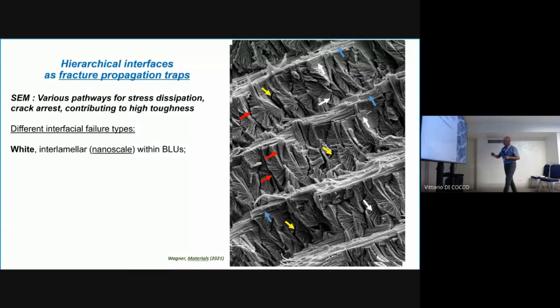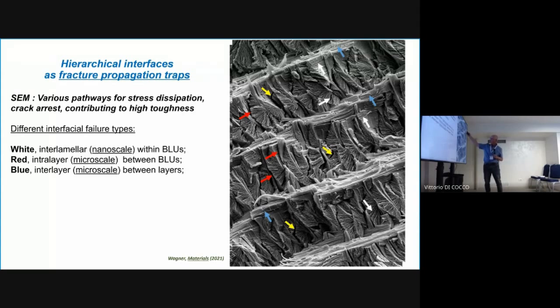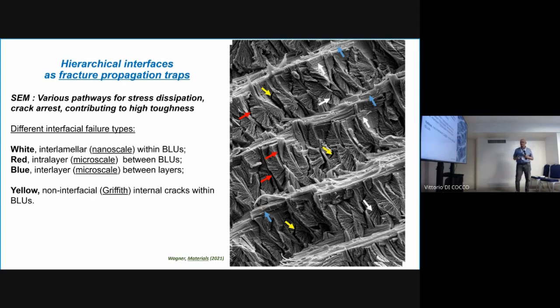You have the white arrows here, which describe interlaminar fractures within each blue, within the grooves. That's a nanoscale interfacial fracture. In red, you have intra-layer, so between those polygons, between the blues, at the micro scale. Then you have in blue, fracture here at the interlayer, between the layers, this way, at the micro scale also. And then you have something else also in yellow here, which are not interfacial cracks.